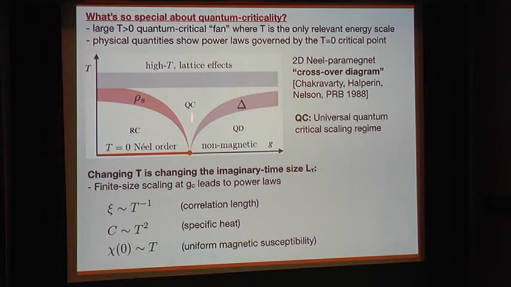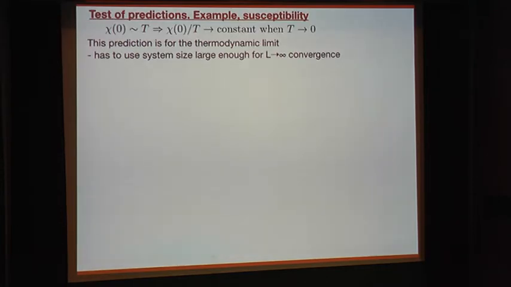So for example, the correlation length should diverge if you sit roughly above this critical point and look at the temperature dependence. The correlation length should diverge as 1 over t. The specific heat should go like t squared, and the uniform magnetic susceptibility should go like t. Okay. So these are things one can test with QMC studies.